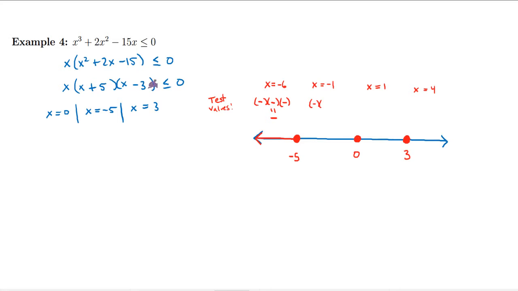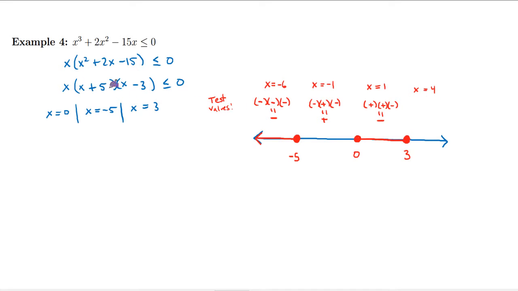Negative 1 plus 5 is actually a positive. Negative 1 minus 3 is a negative. Negative times negative is a positive. So we are not going to include that portion. 1 is a positive. 1 plus 5 is a positive. And 1 minus 3 is a negative. And that is a negative. And that's what we're looking for, right? We want the left side to be negative, so we're going to include this portion.